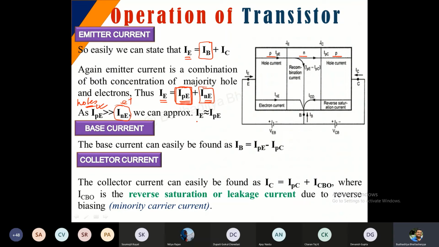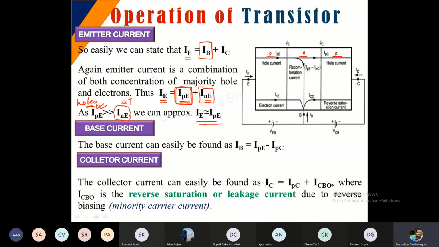So approximately IE, ideally, is almost equivalent to whatever the hole current is, because the base is very small. Naturally, my INE, that is the minority current, also should be very small. But you will soon find that that will not be the case. Naturally, in a realistic scenario, there will be some amount of leakage current that will exist. All right, so this is my IE.